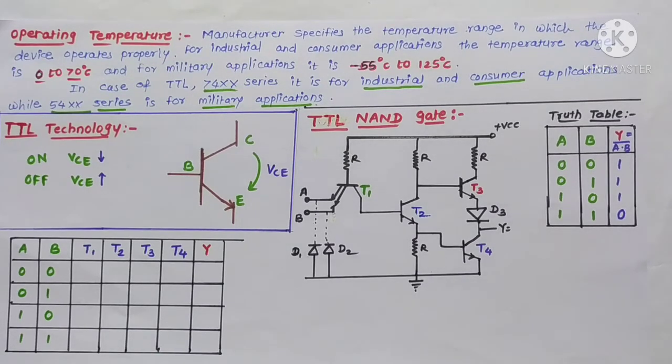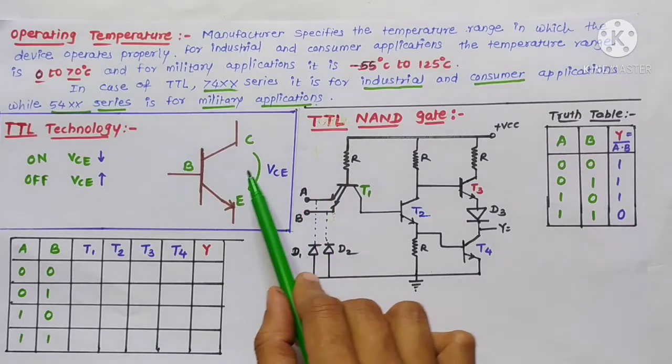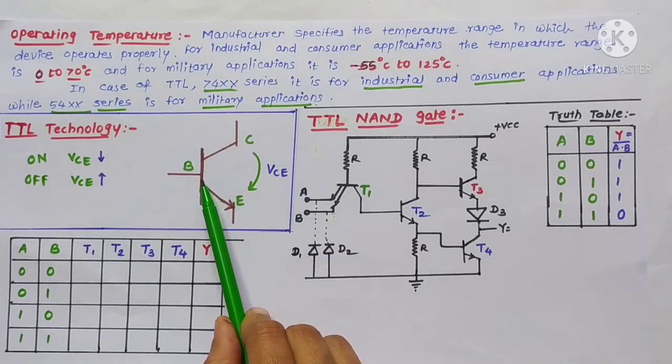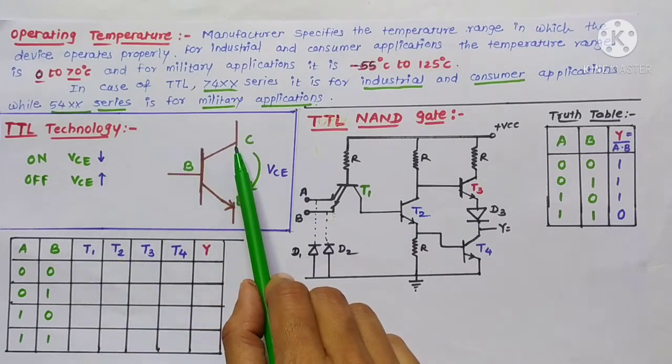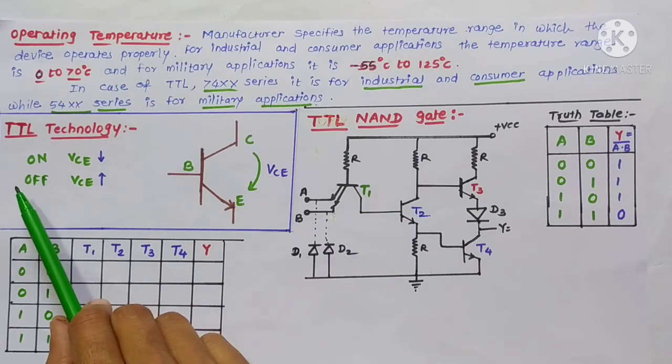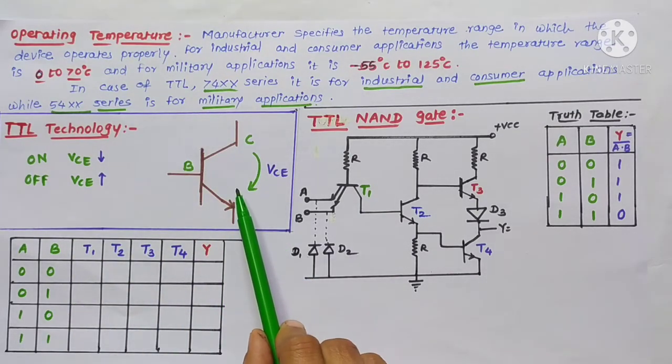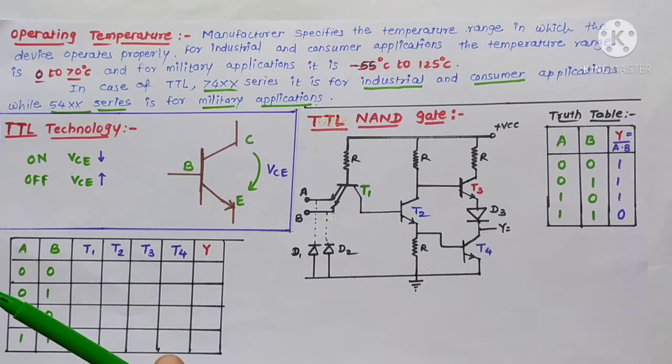Now let us see the working of this NAND operation. First you have to remember this basic concept: when this transistor switches on, its collector voltage VCE goes low, and if it is in cutoff, its VCE, that is the collector voltage, goes high. Okay. If you observe the first case, A is equal to 0, B is equal to 0.